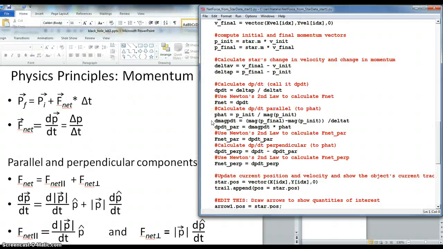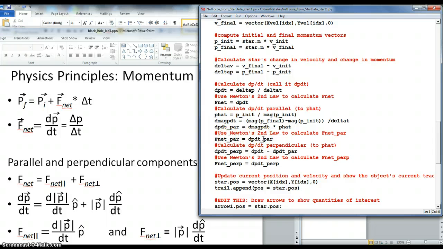In the code, we can find the direction vector p hat by dividing the initial momentum vector by its magnitude. We can find the magnitude of dp/dt parallel by taking the change in the magnitude of momentum over time. Then we multiply these two together to find the parallel component of dp/dt. We can use the momentum principle to find the total force in that direction. So, Fnet parallel is equal to dp/dt parallel.